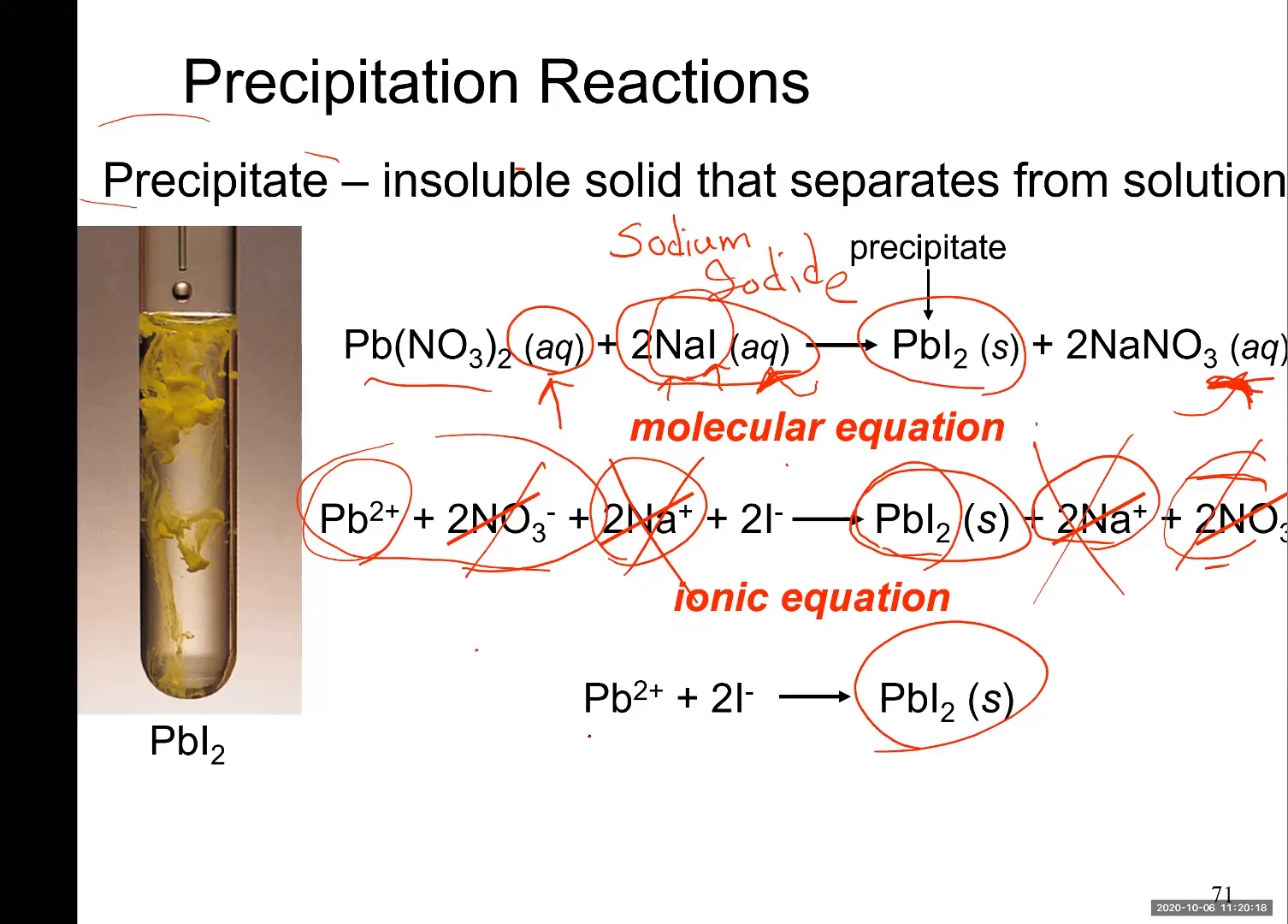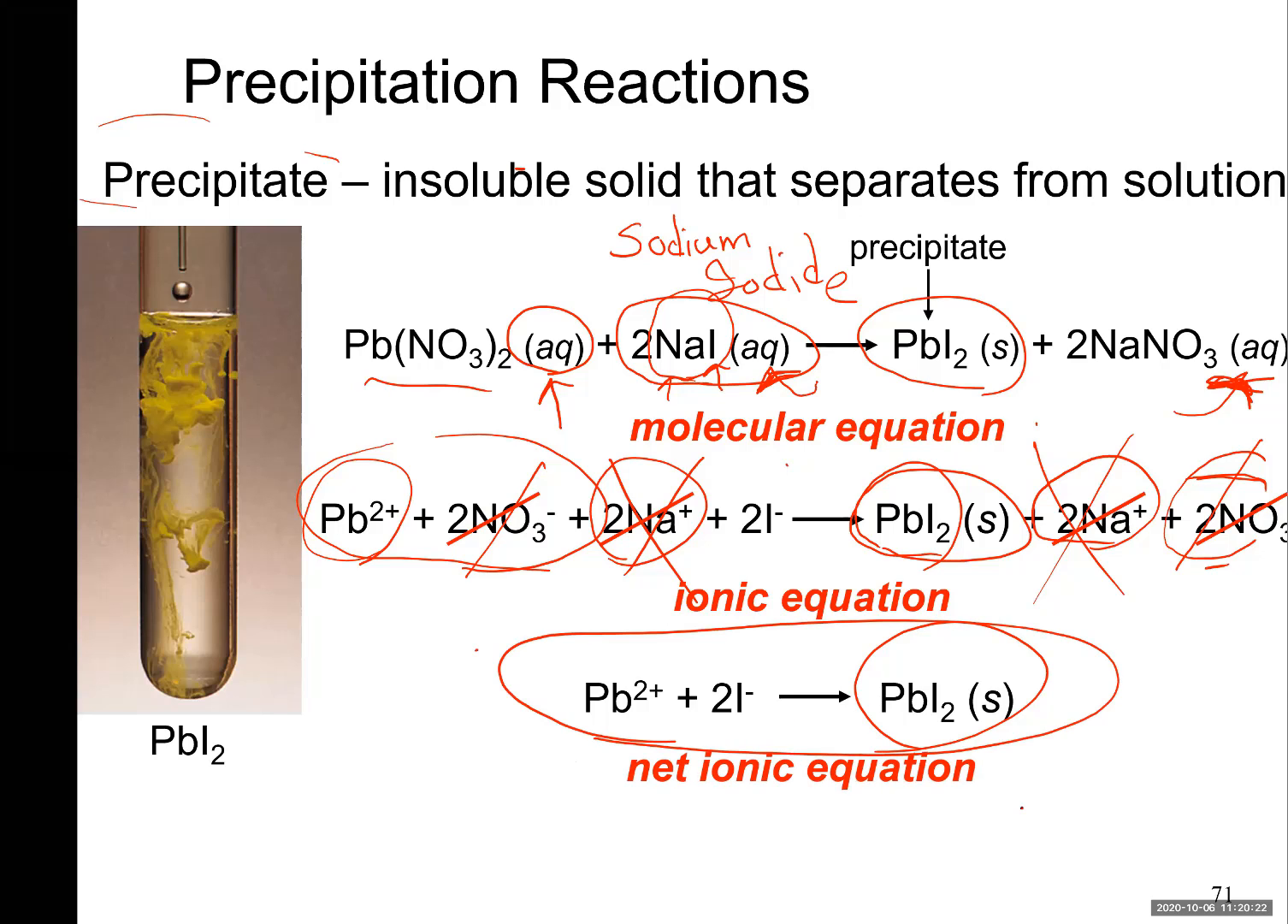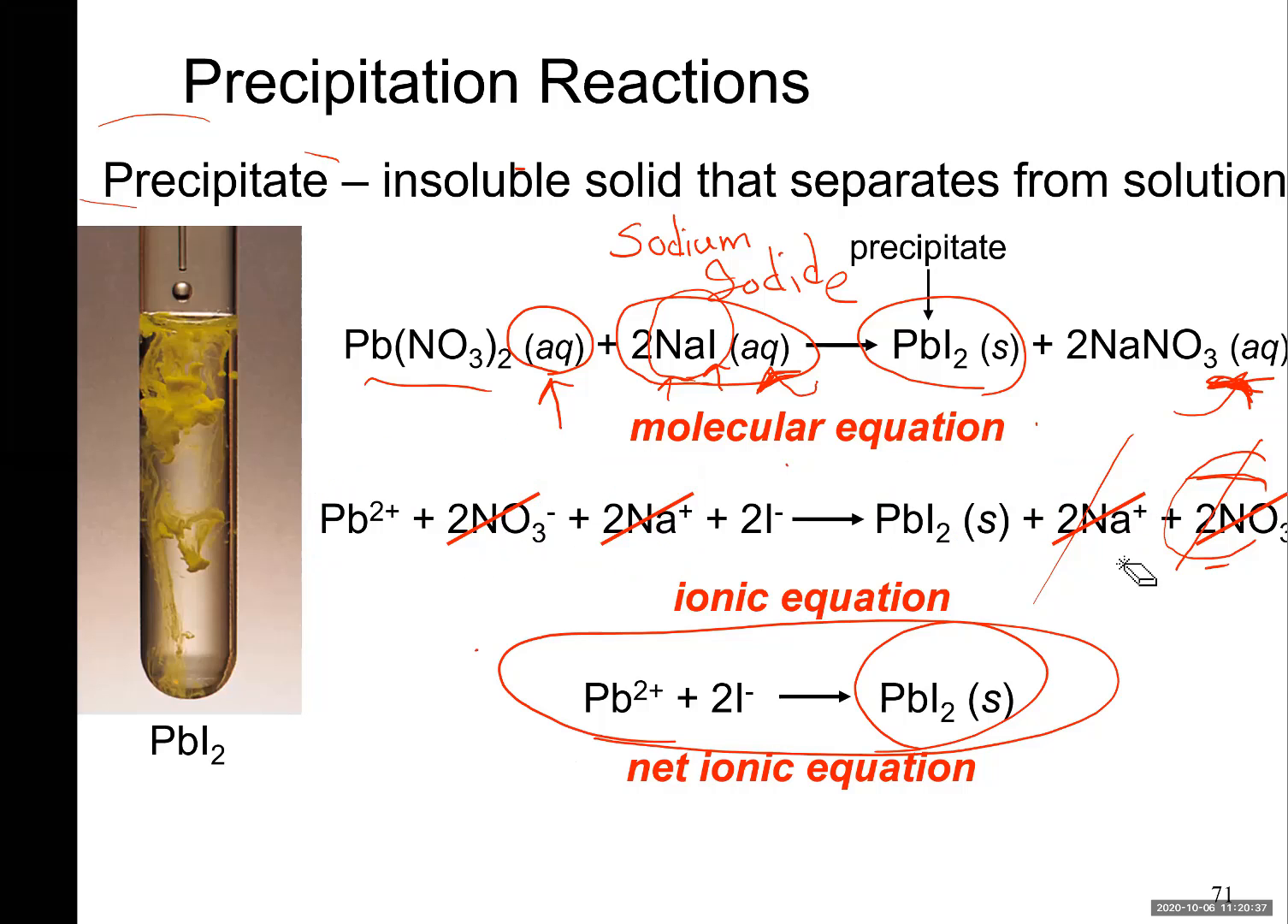So guys, this is called the net ionic equation. This is what really happened in the test tube, and nothing else changed. It simply means, just a moment, sodium was Na plus before, it remains Na plus; 2Na plus remains at 2Na plus.